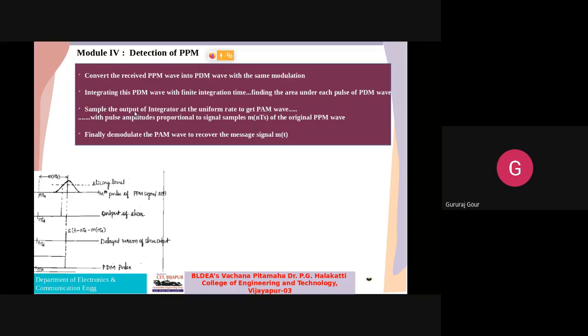Then next we sample the output of the integrator at a uniform rate to get the PAM with pulse amplitudes proportional to the message samples of the original PPM signal. Finally, after sampling and integrating, we apply this to the demodulator to demodulate the PAM wave and recover our message signal m of t. This has been briefly summarized in the figure here.